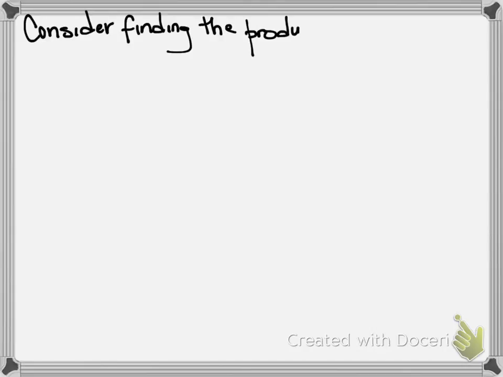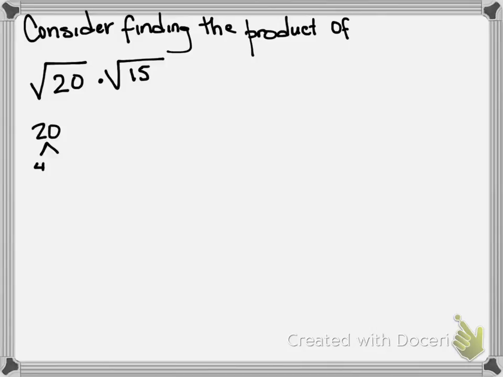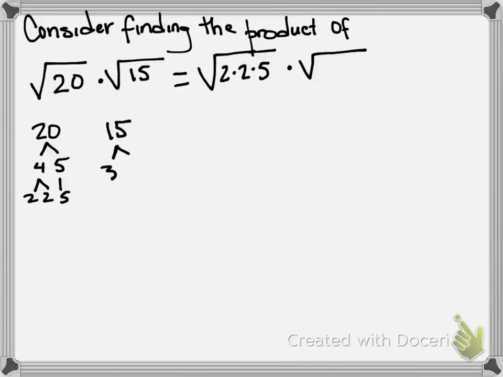Let us look at another. Consider finding the product of the square root of 20 and the square root of 15. Well, if we just simply multiply them, we will get a big number. This is what I suggest. First and foremost, break 20 down, and break 15 down. You get the square root of the product 2 times 2 times 5, and times the square root of 3 times 5.